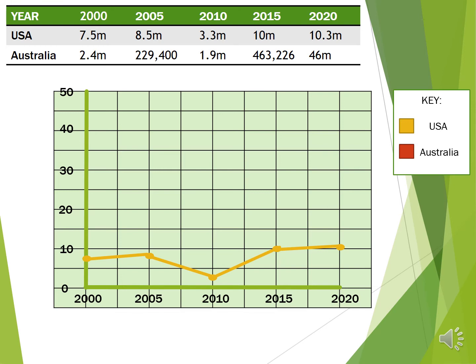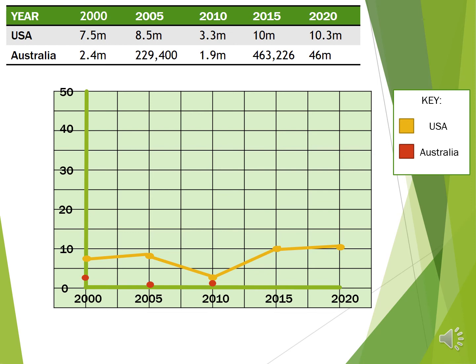Now I need to swap to my red colour to plot the same data for Australia. So if I look at 2000, for Australia it was 2.4 million, so that's going to be ever so slightly lower than the middle of 0 to 5 there. Then I've got 229,400 acres, so that's quite a small number. That's going to be quite close to 0 on this graph. For 2010, I've got 1.9 million, which will be about there.